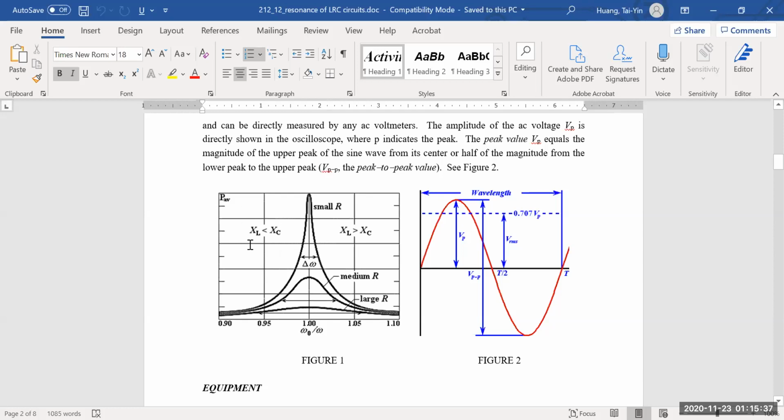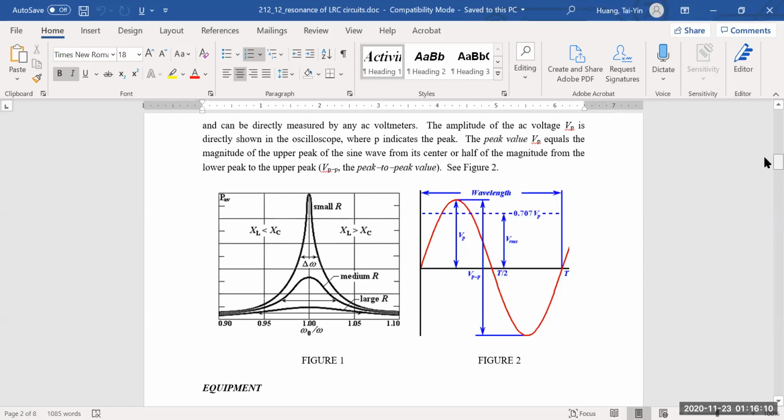And this basically tells you that at high frequency, which is on this side, XL is greater than XC. At low frequency, XL is less than XC. And what about when the ratio is equal to 1? When omega is equal to omega naught, it means that you have reached the resonance frequency. And when you reach the resonance frequency, the power will give you the maximum power, which is what we want. Okay.